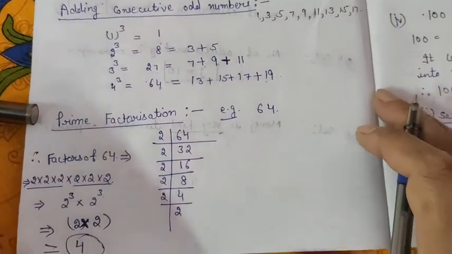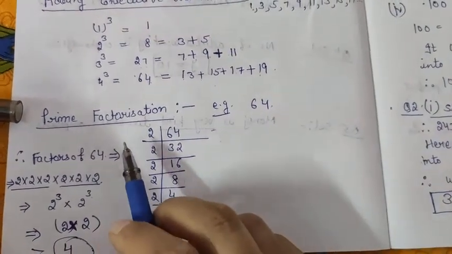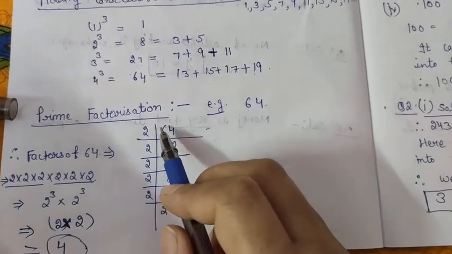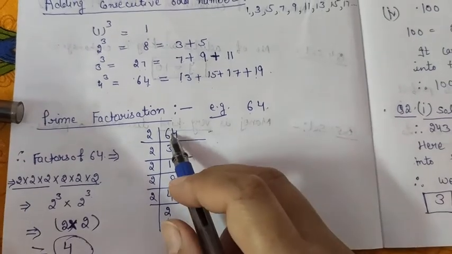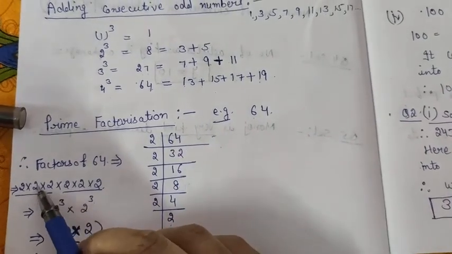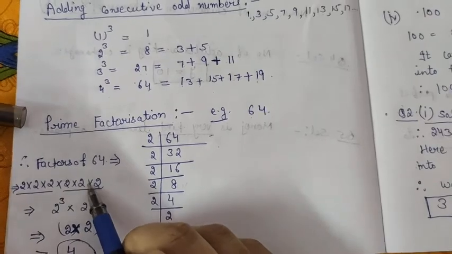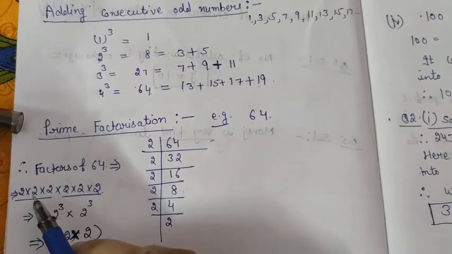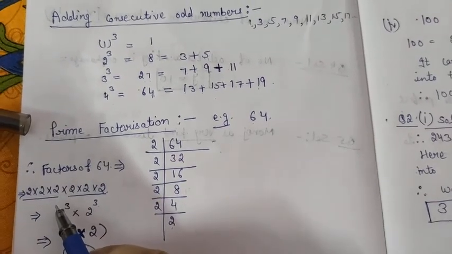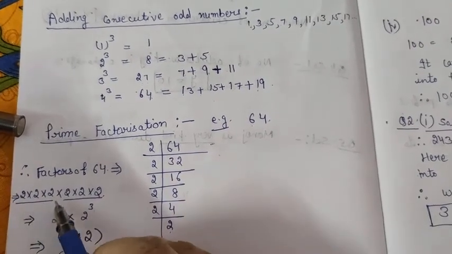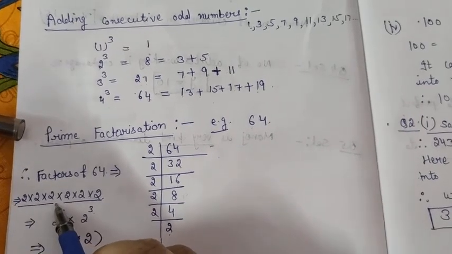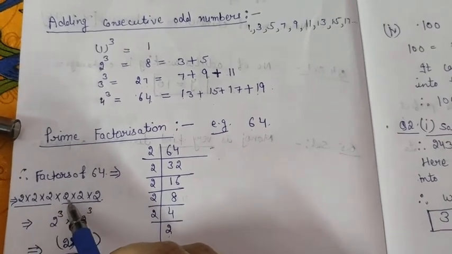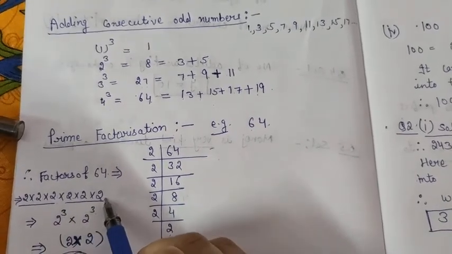The next topic is prime factorization. We will study prime factorization with the example of the number 64. First you have to find the factors of 64. So the factors are 2 into 2 into 2 into 2 into 2 into 2. Just as in square numbers you make pairs of 2 numbers, in cube numbers you have to make groups of 3 numbers. The first group is 2 into 2 into 2, and the second group is again 2 into 2 into 2.